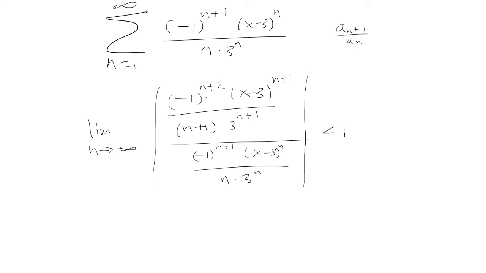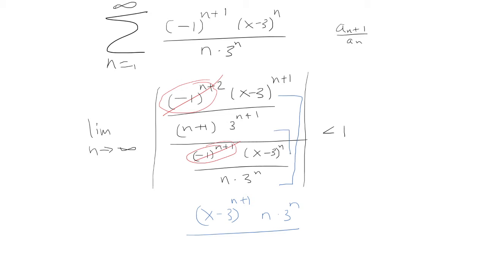Now, because we're taking the absolute value, these negative 1s to the n plus 1 and n plus 2 just become 1. So we just get rid of those. Those don't really matter. And now we can group things together. So we can group the first and the last. So it'll be x minus 3 to the n plus 1 times n times 3 to the n. Then we're going to divide that by the two middle ones.